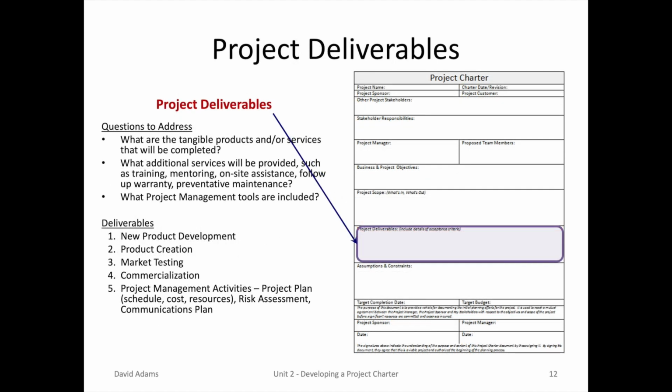The fourth section of the project charter template to be filled is project deliverables, and you're looking for what tangible products or services will be completed, as well as the all-important what project management tools are to be included. You will learn that project management is much more than just schedule, cost, and resources. There's additional activities that include things like a risk assessment and a communication plan.